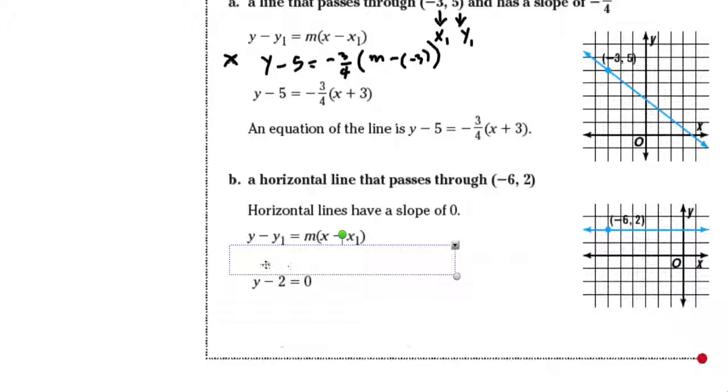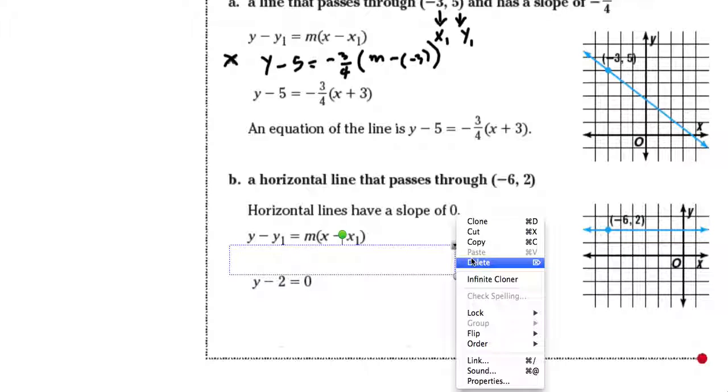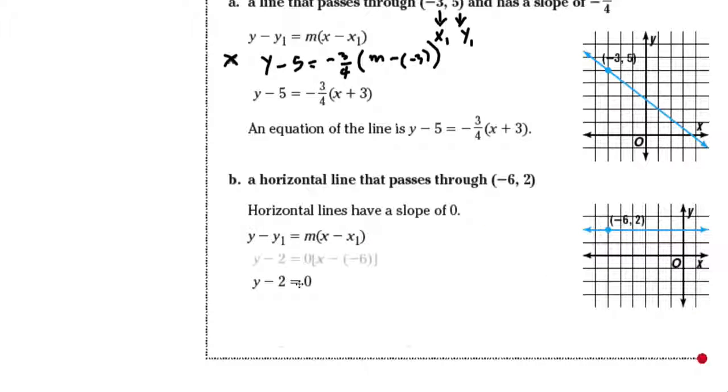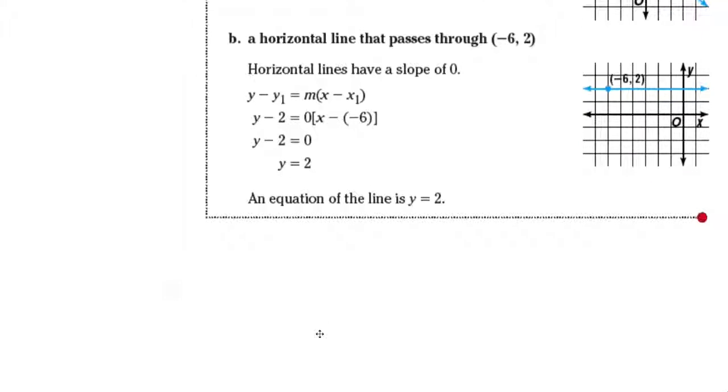Why is it not appearing? Let me just take this out so it will appear. There it is. We substitute y sub 1 as 2, slope is 0, then x minus the quantity negative 6, close quantity. So we end up with y minus 2 equals 0, because anything multiplied with 0 will always be 0. We simplify that to become y equals 2. So the equation of that line is y equals 2.